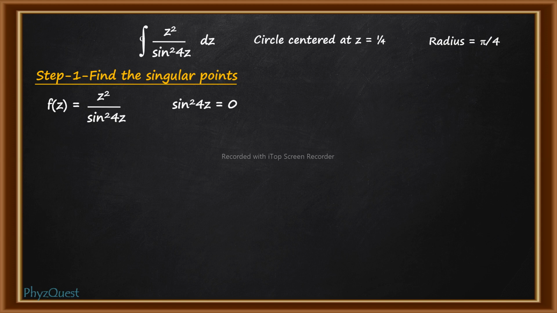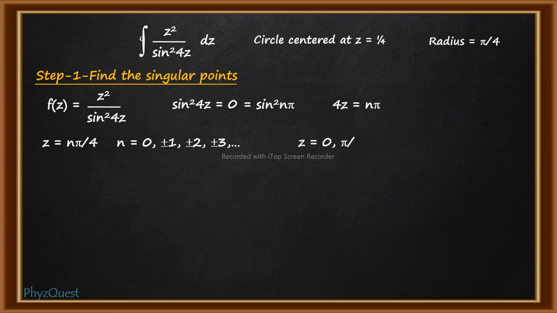This is possible when it is equal to sine square n pi, which shows that 4z is equal to n pi. That means z is equal to n pi by 4 for n equal to 0, plus minus 1, plus minus 2, plus minus 3 and so on. If you write it down properly, the singular points are z equal to 0, pi by 4, pi by 2, 3 pi by 4, etc. Now we have got all the singular points of the function.